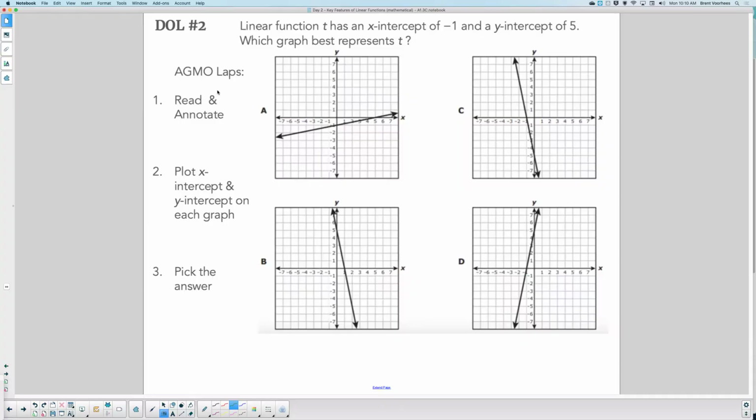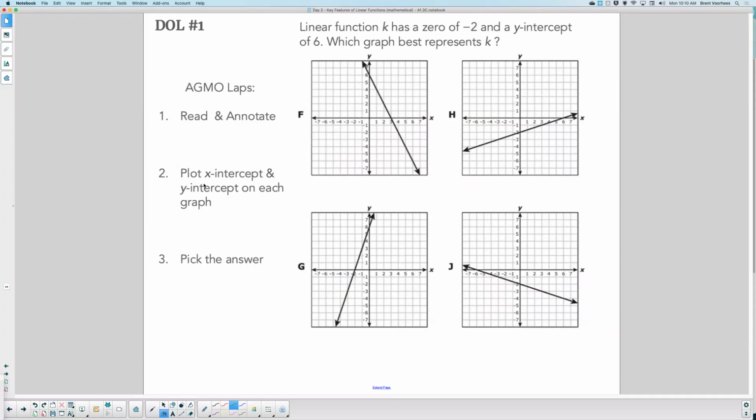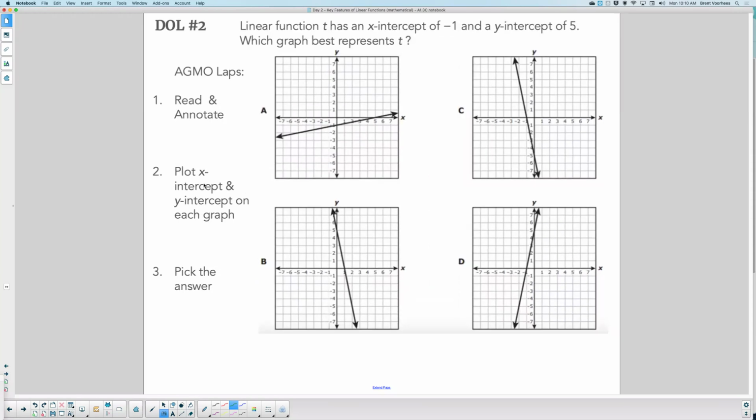All right, now that we've done this one, everybody turn your packet over. And you have a second DOL. We're going to try this one more time. I've just now changed the features. Turn your page over, and it'll be the first slide on the next page. It says here a linear function t has an x-intercept of -1 and a y-intercept of 5.